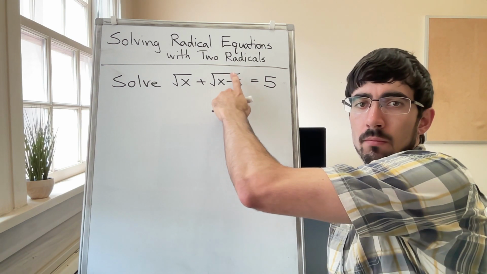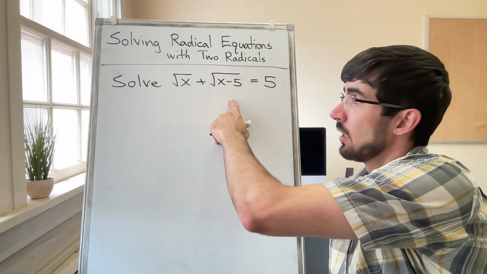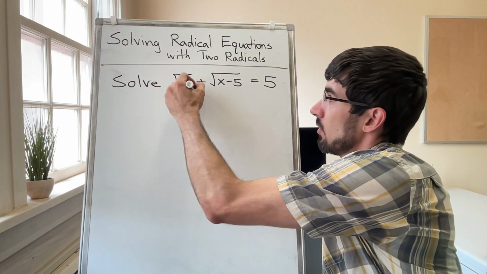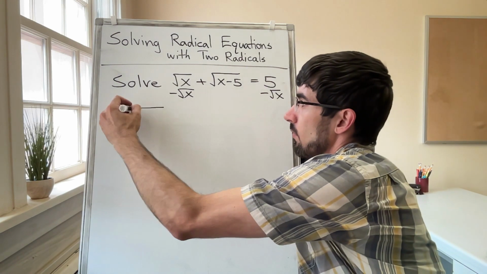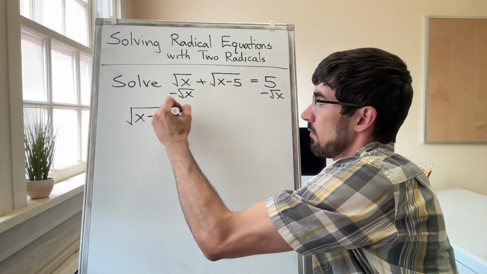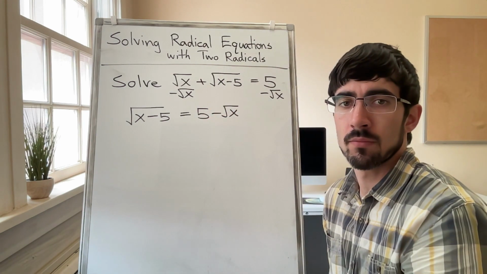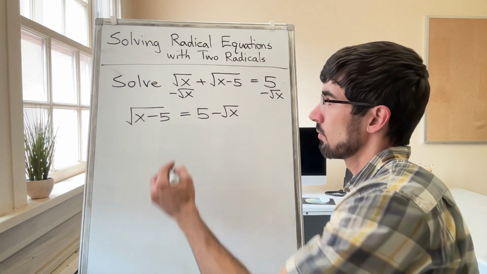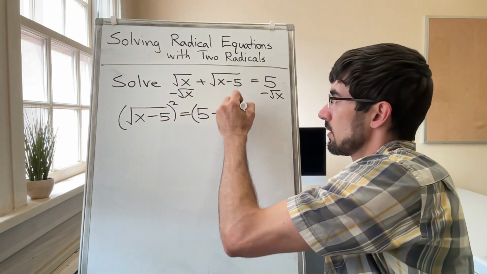So I'm going to make sure that the square root of x minus 5 stays here on the left, and let's subtract the square root of x to move it to the right. So then I have root x minus 5 equals 5 minus root x. Well, we know that to undo a square root, we need to square it. So let's square both sides of this equation.